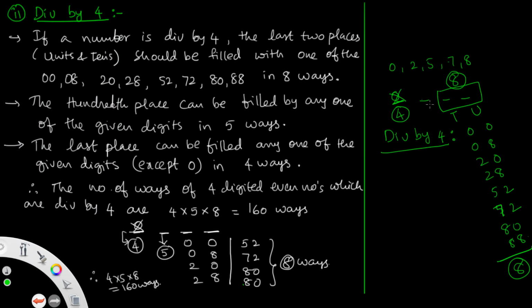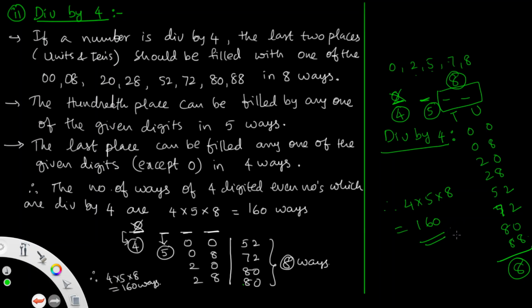And the remaining boxes can be any one of the given digits, maximum 5. So the total number of ways is 4 into 5 into 8. That is the only choice, 160 ways. By using the given digits 0, 2, 5, 7, 8, you get a maximum of 160 ways. The number of 4-digit even numbers which are divisible by 4 are 160.